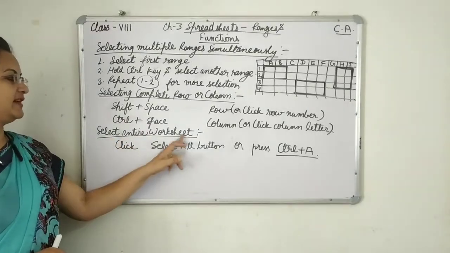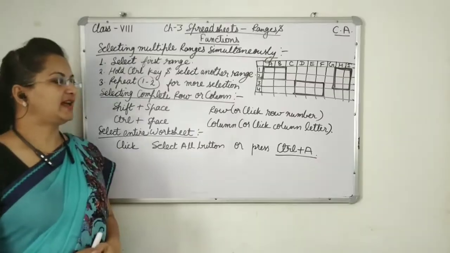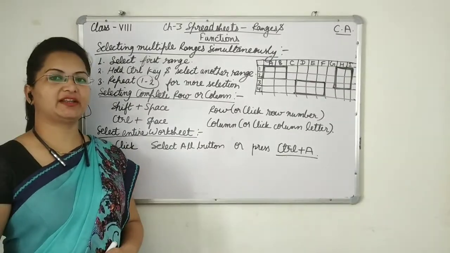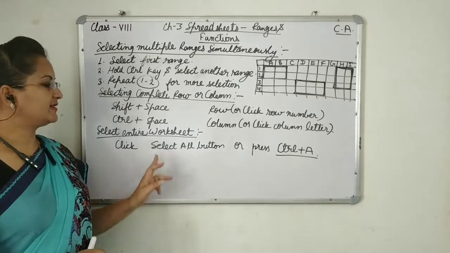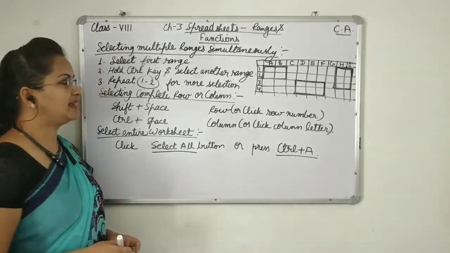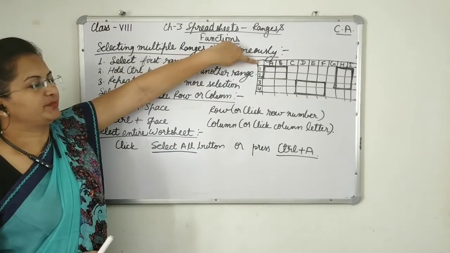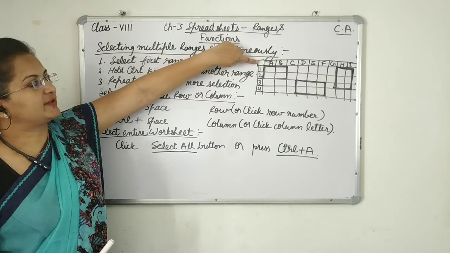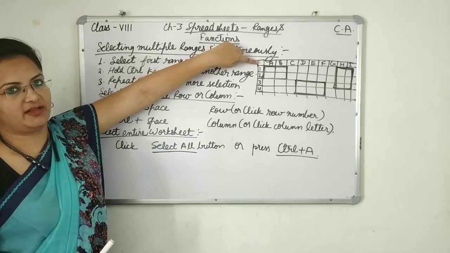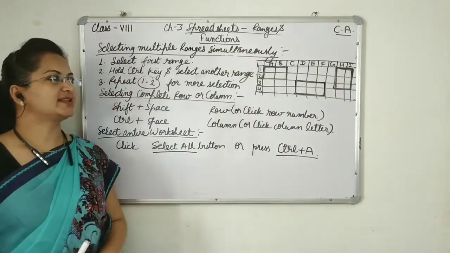Now to select the entire worksheet, if you want to select the whole sheet, there is a shortcut key Ctrl+A on the keyboard, or otherwise you can press the Select All button. Where is the Select All button? This is the Select All button. You can see at the top, nothing is written over here. This is blank. When you click on this, the whole sheet will be selected.